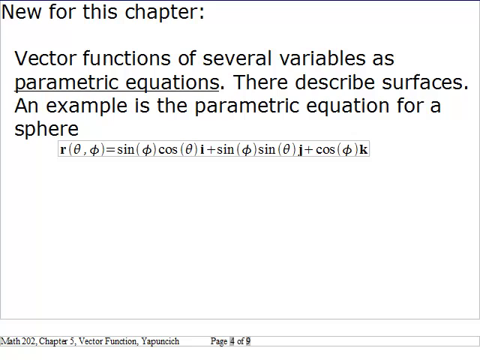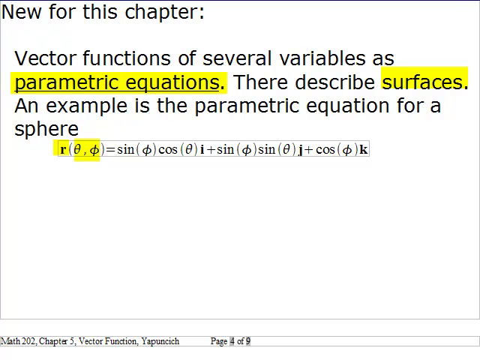So what's new for this chapter are vector functions of several variables that are parametric equations. There will also be vector functions that create vector fields. So I'm going to start by looking first at these parametric equations. So again, using R for the parametric equation. Now in this case, it's mapping R2 into R3, and the two variables in this case are theta and phi. So instead of just the t, now you have theta and phi, and what ends up being described is a surface, not a line, but a surface.